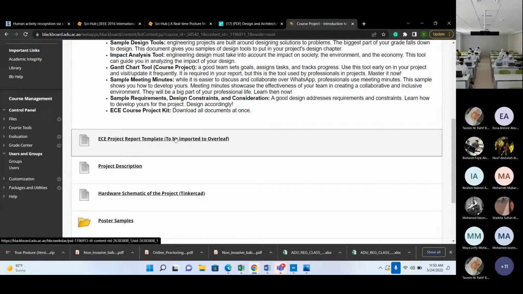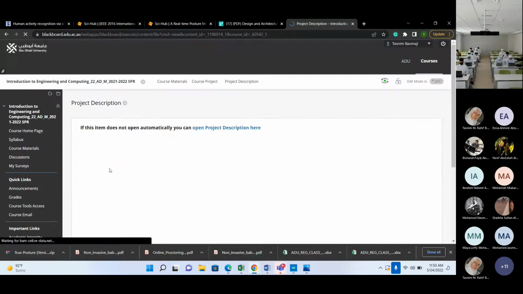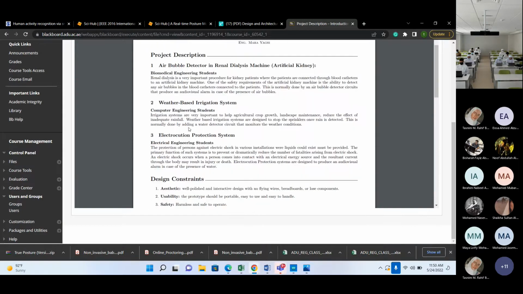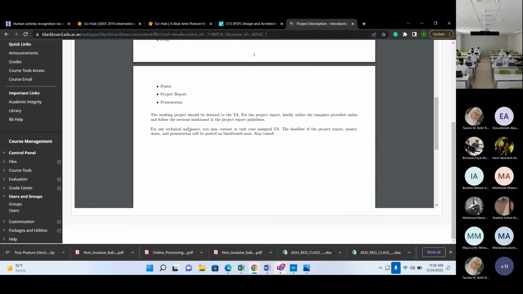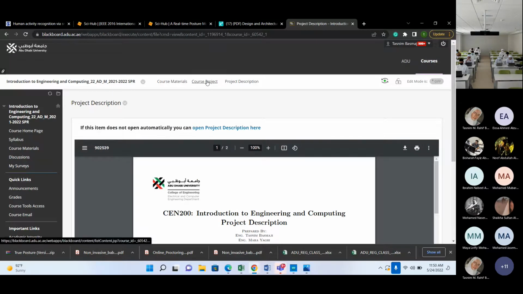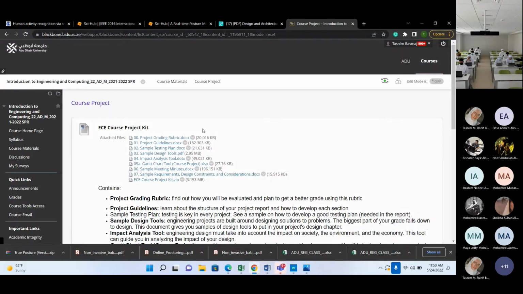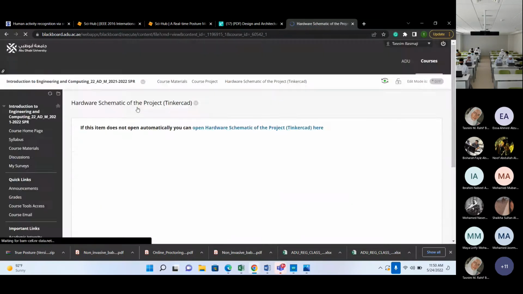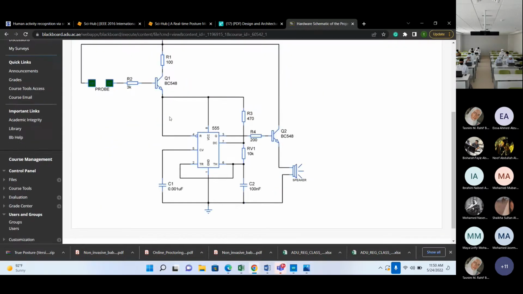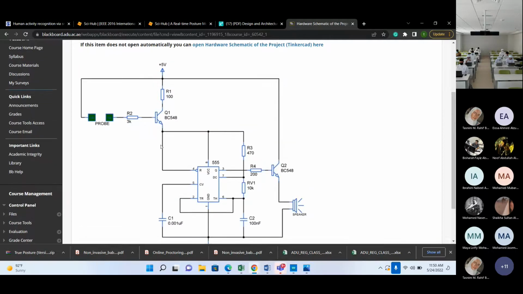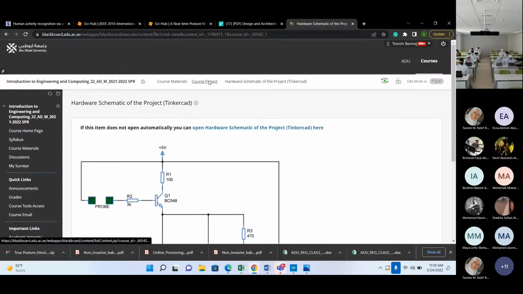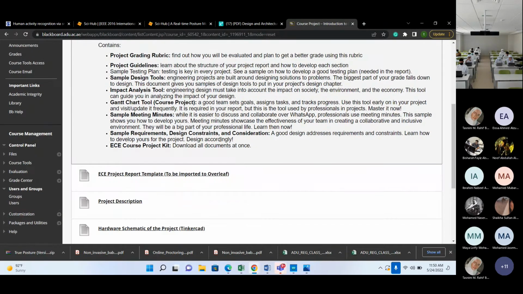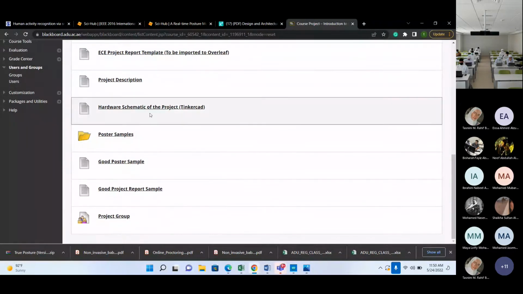Then we have the project description, which is the file that I was explaining to you guys last class, if you remember, where I introduced the problems based on your majors and told you what things you need to submit, which ones are the individual submissions and which ones are the group submissions. Then you have the hardware schematic of the project, which is the one that we explained last class. All right, so this is the hardware schematic.